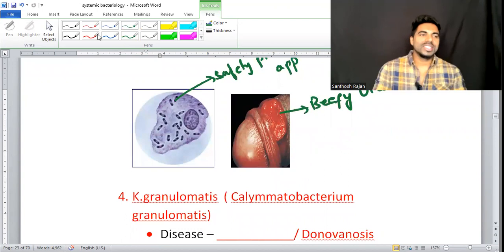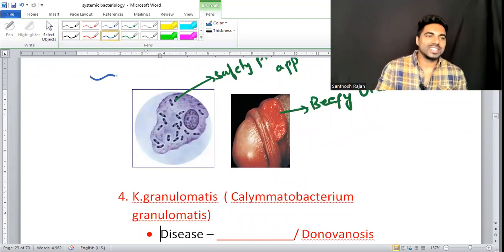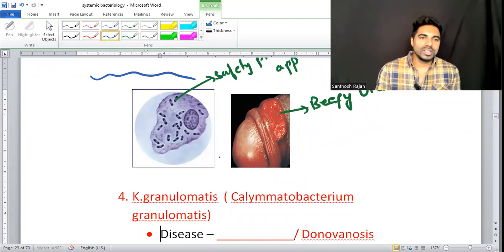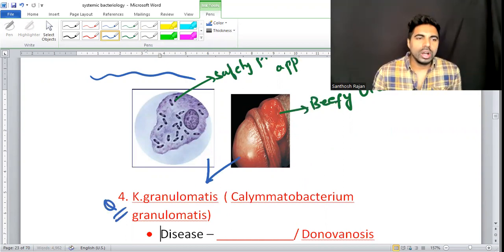Klebsiella granulomatis. This is an STD. Okay. Both of these are seen in Klebsiella granulomatis. The old name is Calymmatobacterium. So how to remember this? Don't try to memorize it, just remember Mr. Donovan, because it causes Donovanosis.